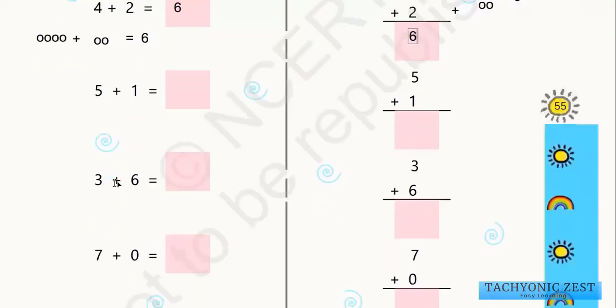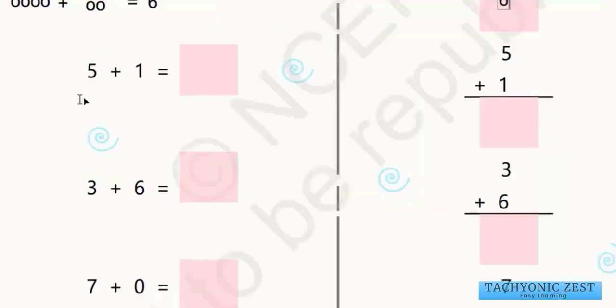Let us see the next question. 5 plus 1 is equal to how much? First we will take 5 balls and then we will add one more ball to it. So how many balls are there in total? First we will take 5 balls. So 1, 2, 3, 4, 5. Okay, and then we will add one more ball. So how many total balls do we get? Here there are 1, 2, 3, 4, 5, and one more ball, so we have to add that.